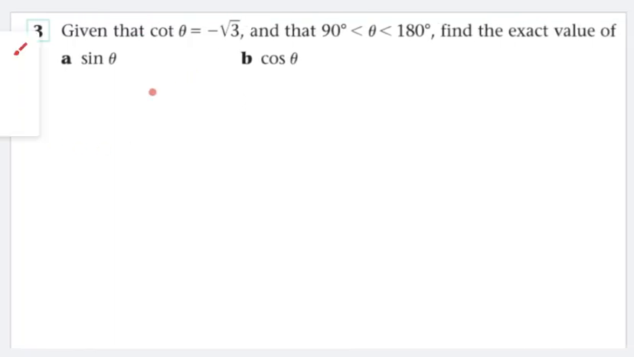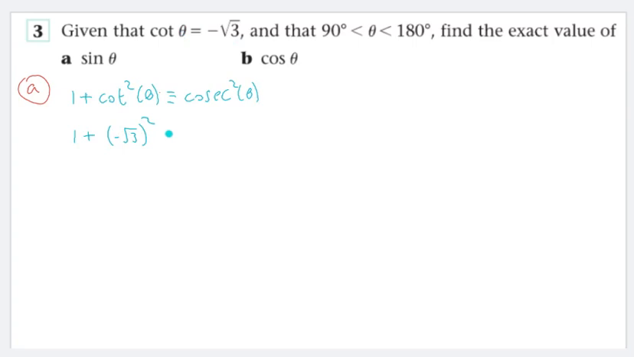So next, given that cot theta is equal to minus root 3, and that theta is in between 90 and 180, find the exact values of sine theta and cos theta. So let's do part A. So we know the identity 1 plus cot squared theta is identical to cosec squared theta. And in particular, we know that cot theta is equal to minus root 3. So 1 plus minus root 3 squared is equal to cosec squared theta. So that's 1 plus, minus root 3 squared is just 3, is equal to cosec squared theta.